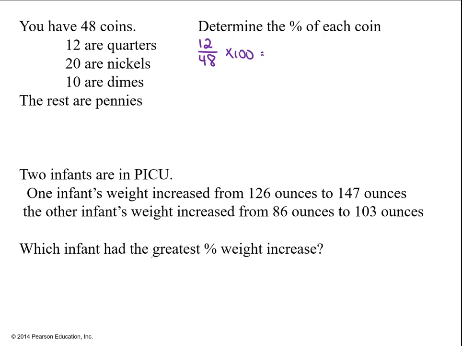So 12 divided by 48 ends up being like 0.25. And then multiply it times 100 gives you 25%. Okay, so how are you going to figure out how many are nickels? So 20 divided by 48. Multiply that answer times 100, and what do you get?